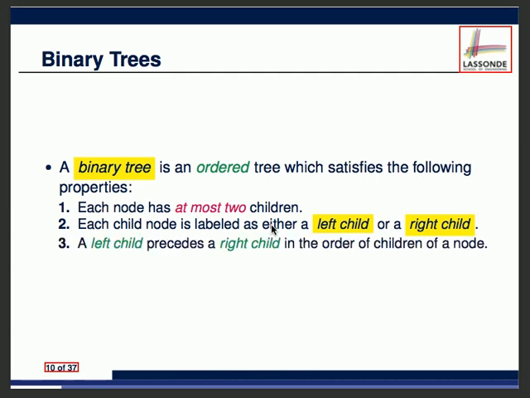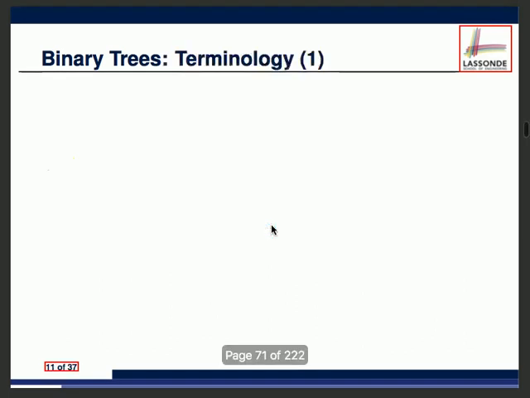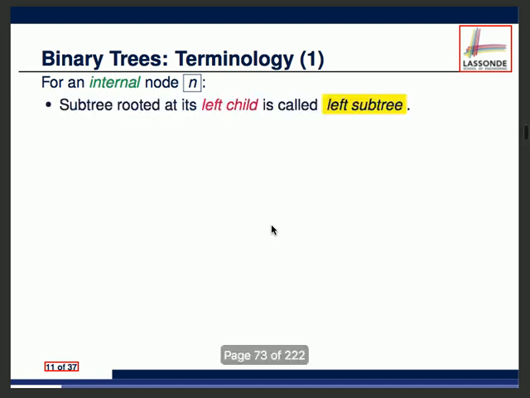And also the left child goes before the right child. Yeah, because the sequence matters. Let's see some terminology over here. For each internal node, which means the node has at least one child, we talk about the left subtree and the right subtree.